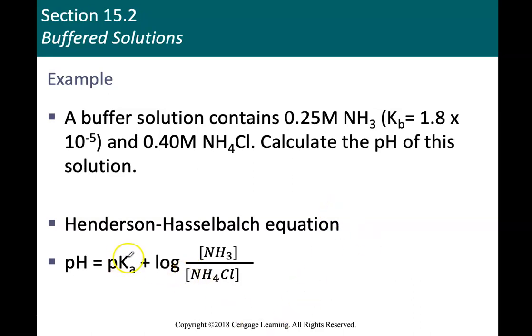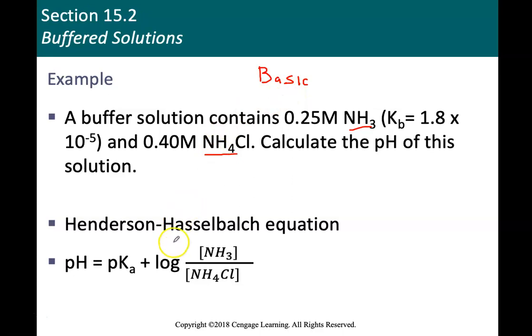Now I'm going to give you another example on calculation of buffer solutions. This buffer mixture is slightly different from the one we saw in the previous example. Notice that this is ammonia with ammonium chloride. So what kind of buffer is this? This is a basic buffer. If it's a basic buffer, you expect the pH to be greater than 7.